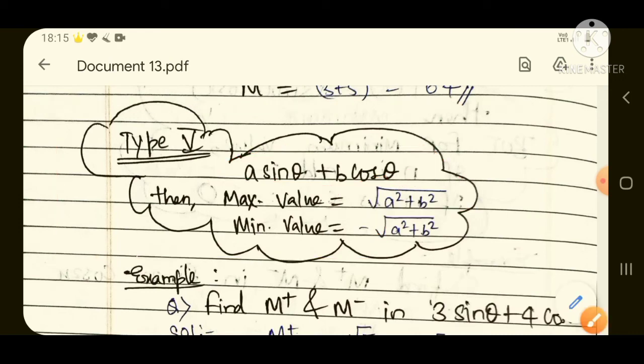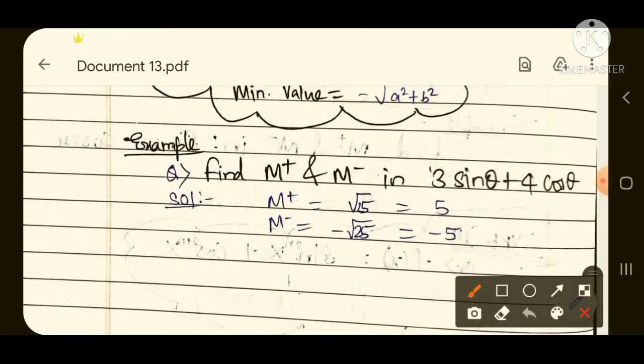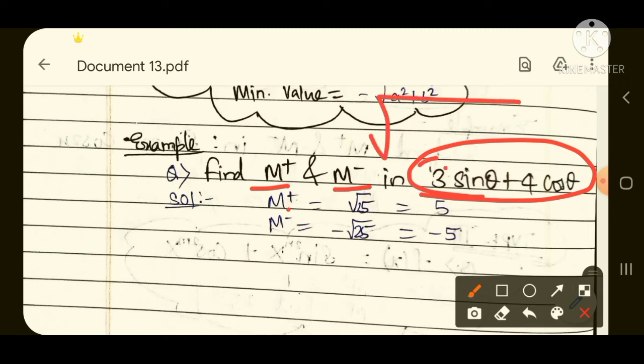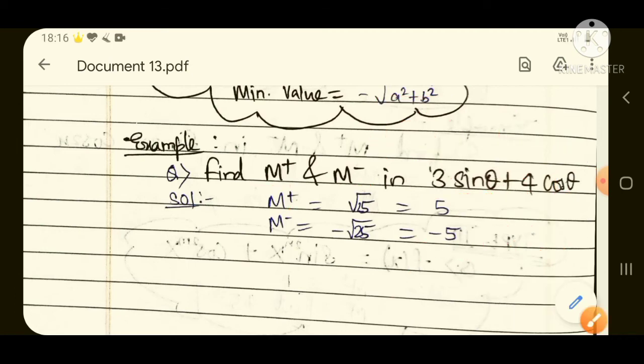For better understanding, one example is right in front of your screen. Find the maximum value and minimum value in 3 sin theta plus 4 cos theta. See, again for the maximum, root of 3 square plus 4 square, which will become 9 plus 16, so root of 25, which is equal to 5. We got the maximum value as 5, and for the minimum value, minus of the maximum value, which is minus of root 25, equal to minus 5. Very simple, just a 1 second answer.